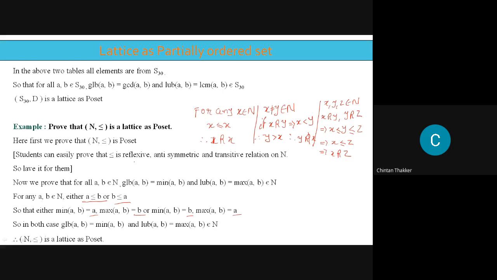Okay. So for any two integers A and B, we can write A less than equal to B or B less than equal to A. If A less than equal to B, then the minimum of A, B is A and the maximum is B. If B less than equal to A, then the minimum is B and the maximum is A. So in both cases, the minimum number and maximum number belong to N. So therefore GLB and LUB belong to N. So that proves that N comma less than equal to is a lattice as Poset. Okay.